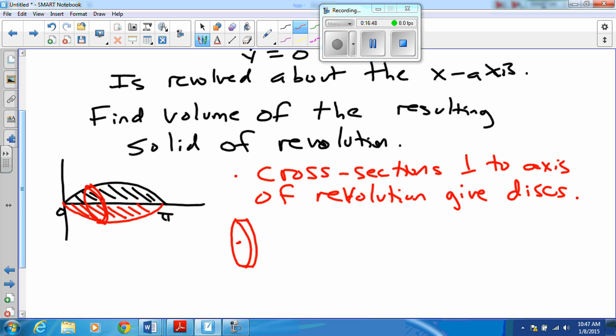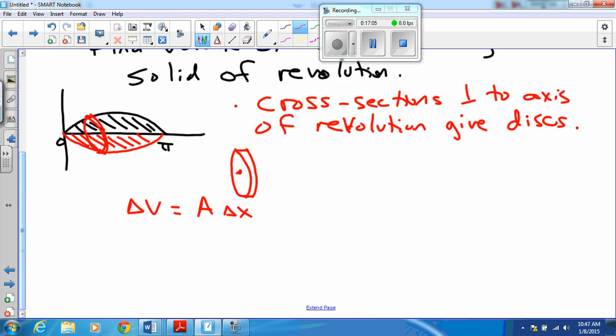All right. So here's my disk. And the little piece of volume that is represented by my disk is going to be equal to area times thickness, and in this case the thickness is delta x. And the area is always the area of a circle, which is going to be pi r squared, times delta x.